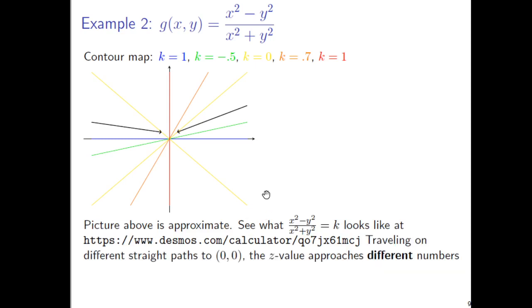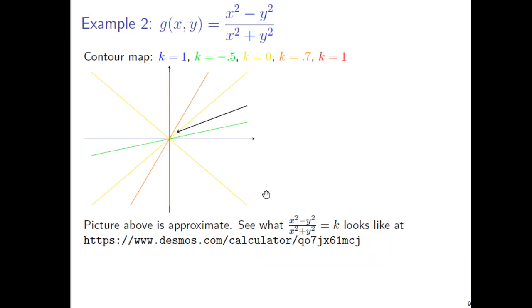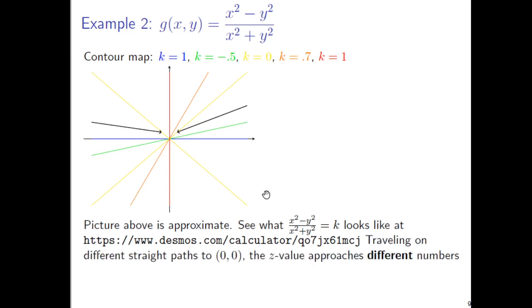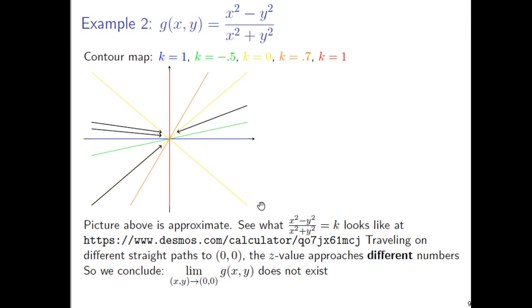But the key point is that traveling along different straight paths to the origin, the z value approaches different numbers. In fact, if you follow one of the yellow lines all the way to the origin, the output's always 0. And if you follow the orange line towards the origin in a straight path, then the z value is always 0.7. So traveling on different paths gives you different limits. Therefore, we conclude that the limit of g of x comma y as x comma y approaches 0, 0 does not exist.